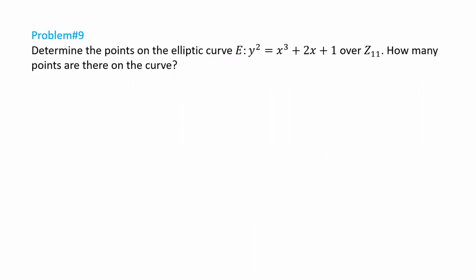This is actually a descriptive question. Determine the points on the elliptic curve given as y square equal to x cube plus 2x plus 1 over Z11. How many points are there on the curve? You cannot answer actually objectively, so let me just show how to determine points on an elliptic curve.